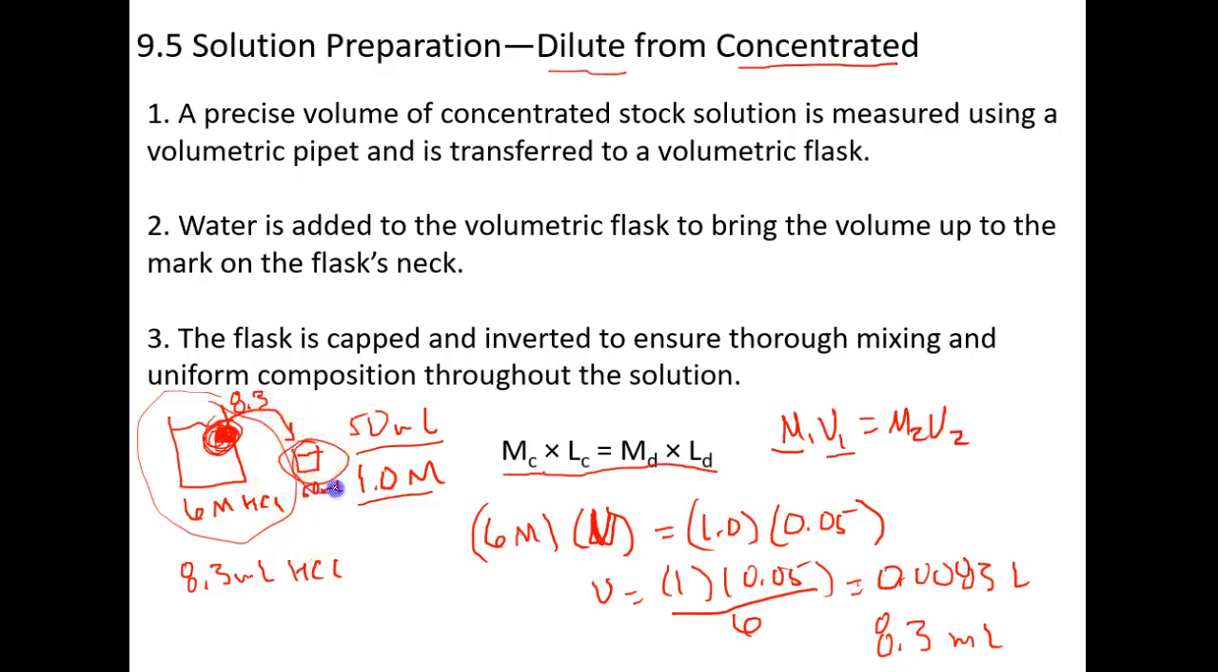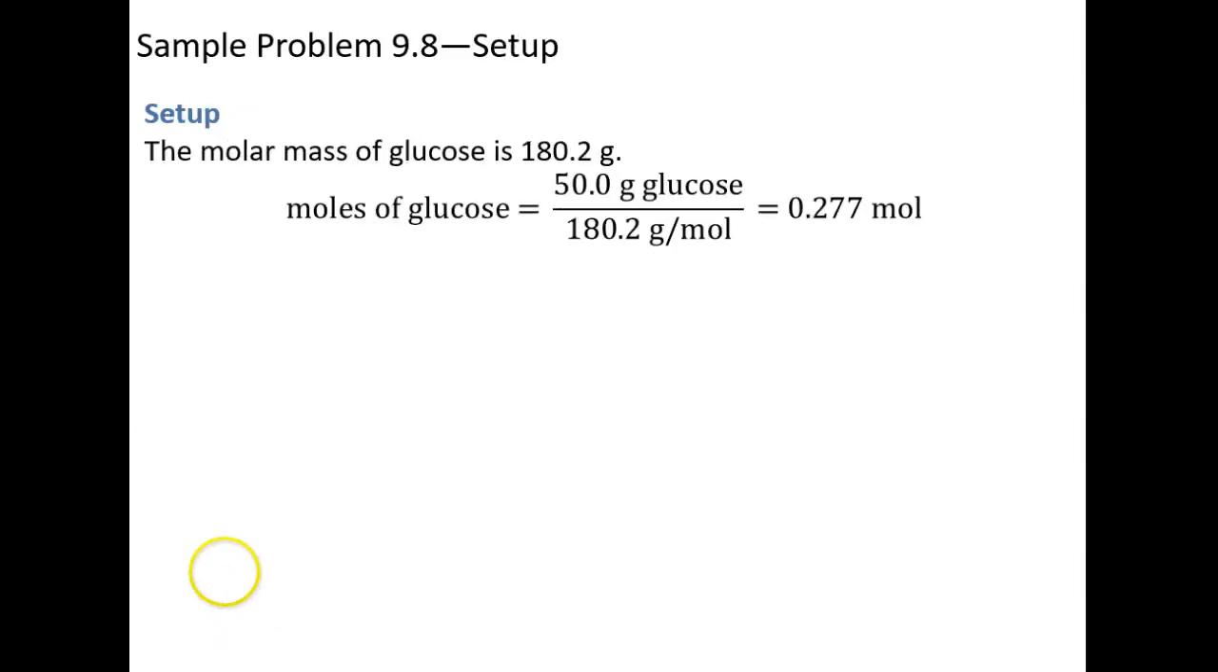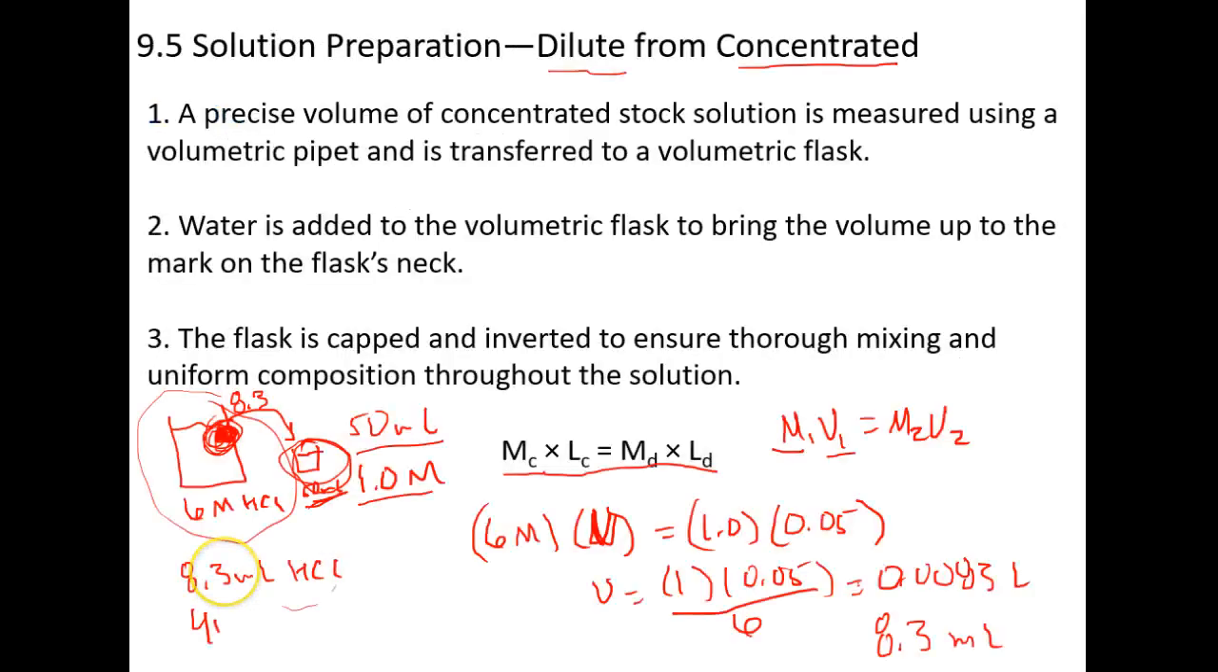And then how much water do I need to add in order to get 50 milliliters? Well, if 8.3 of it is the HCl, I just take 50 and subtract it. So 41.7 milliliters of water. So how do you make a 50 mil 1 molar solution of HCl starting with 6 molar HCl? You take 8.3 milliliters of HCl and add 41.7 milliliters of water. So that's how you do these molarity problems.